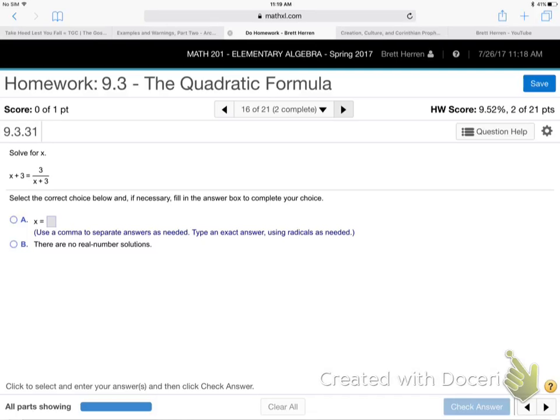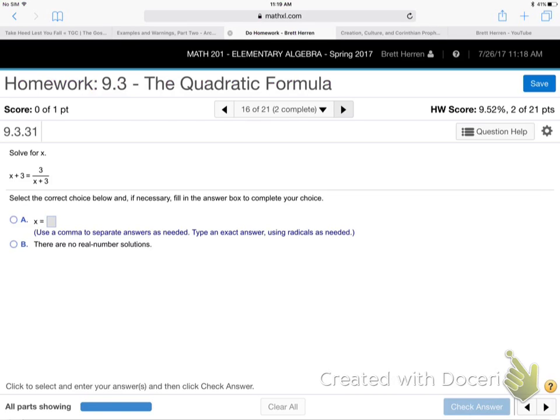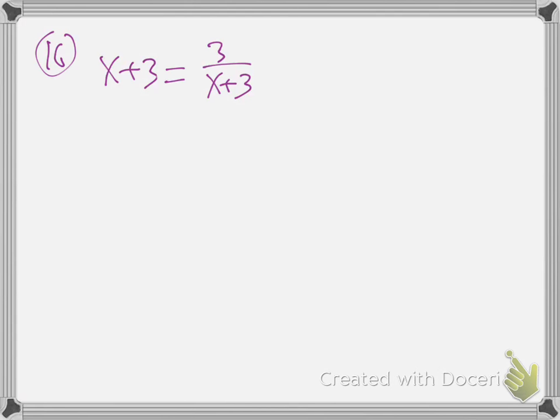All right. Maybe it was, Mr. Aaron, we need to practice more fraction problems. That could be the truth, huh? So this is number 16, x plus 3 equals 3 over x plus 3. Right? Yes, number 16. Okay, let's try that one. More fractions.